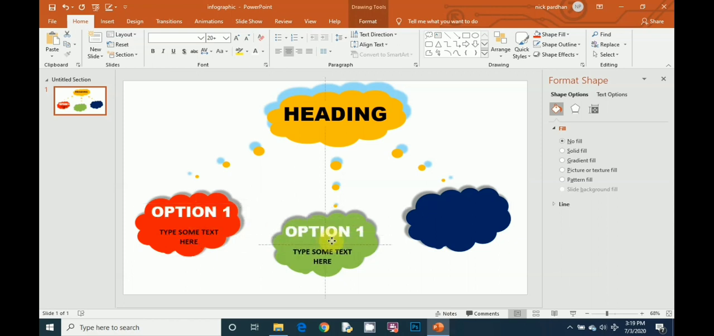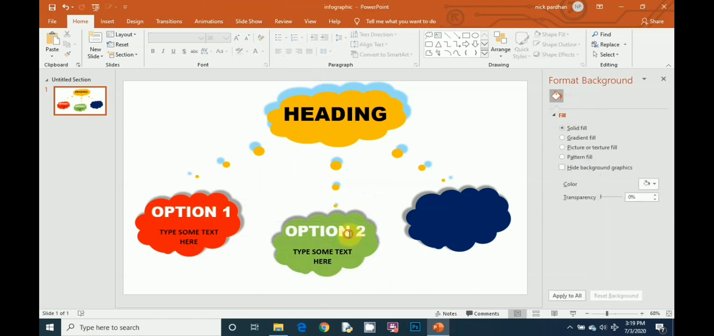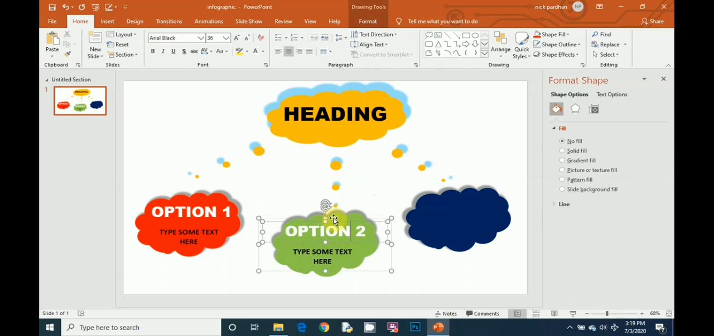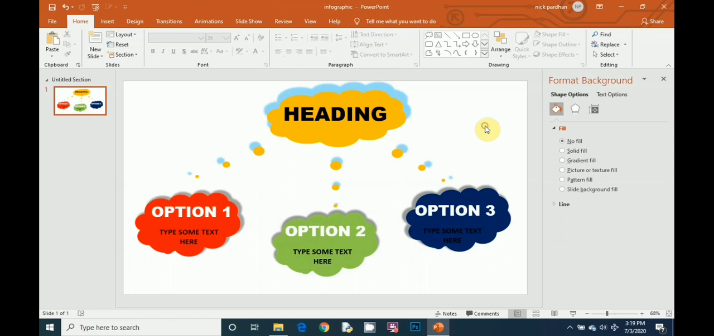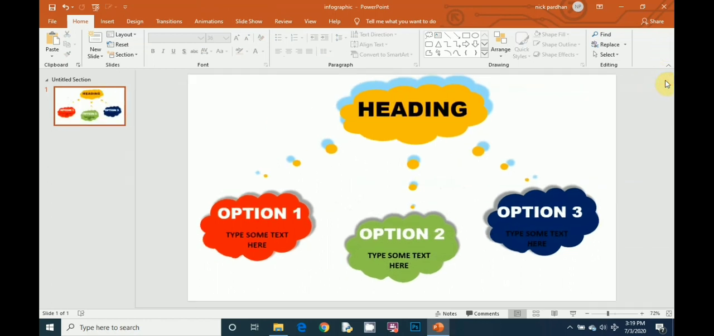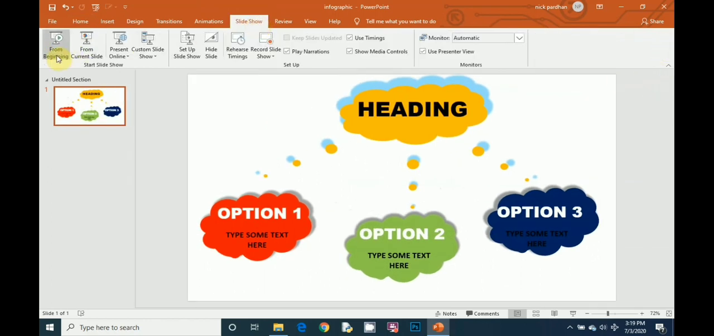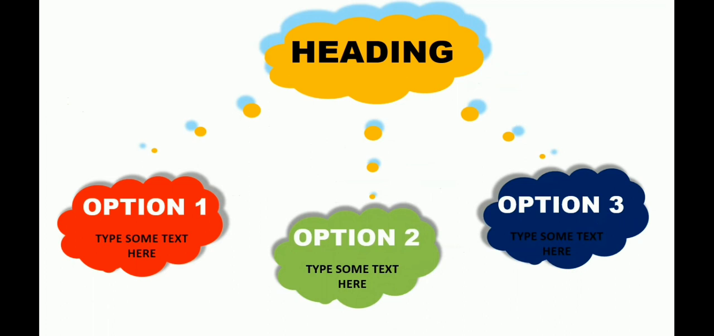Now press Ctrl D to duplicate and paste over the green cloud. Change here to Option 2. Press again Ctrl D to duplicate, then paste it over the last one. Here change the option to third. You get this slide. Now we see the slideshow. This is the final one.